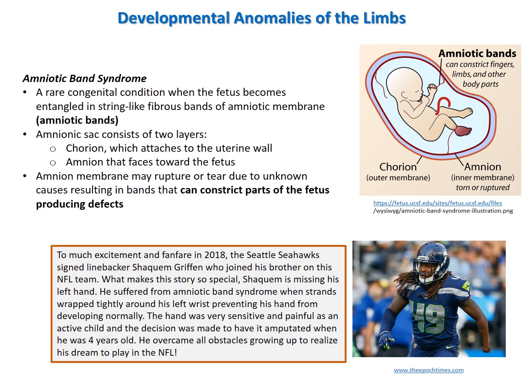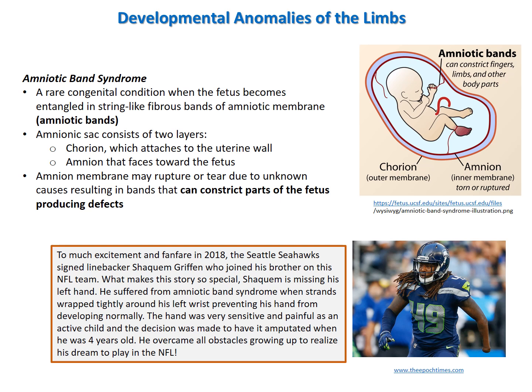To much excitement and fanfare in 2018, the Seattle Seahawks signed linebacker Shaquem Griffin to join his brother on the roster of this NFL team. What makes this story so unique, Shaquem is missing his left hand, but defying the odds by being able to play at this level of competition. Griffin had his hand amputated at age 4 because it was so tender and sensitive to the touch. The frequent pain was nearly unbearable as an active 4-year-old.